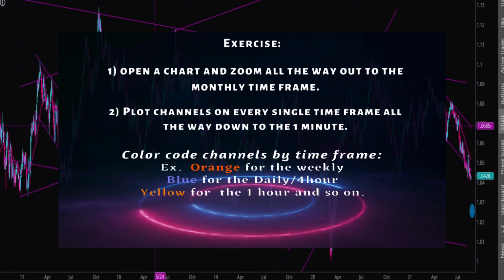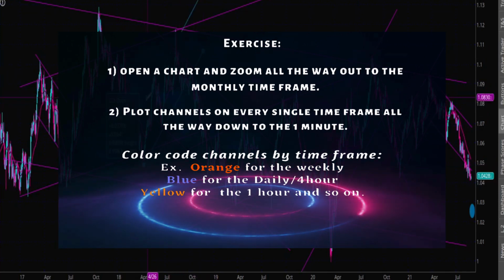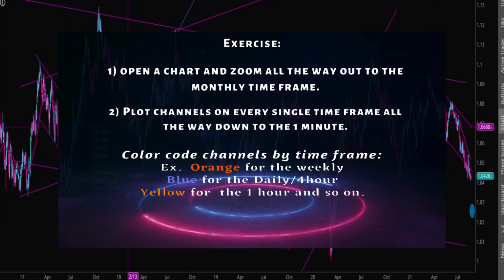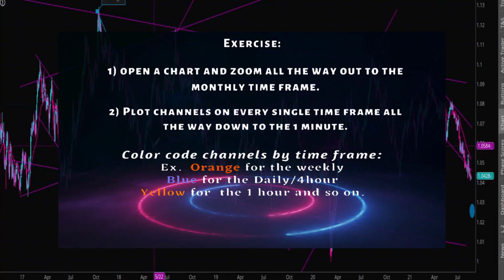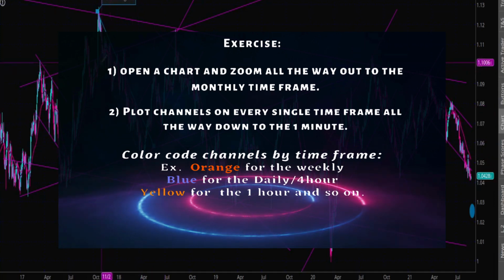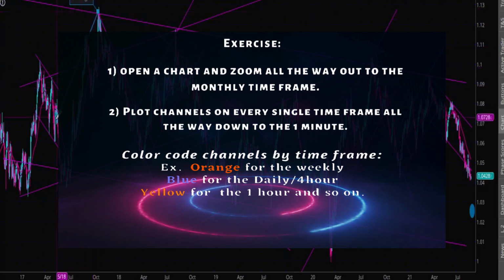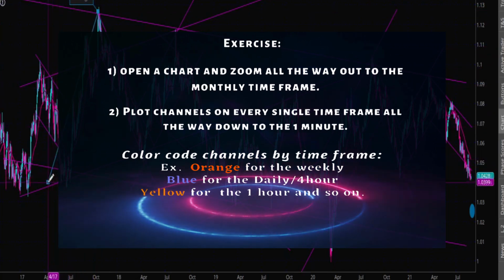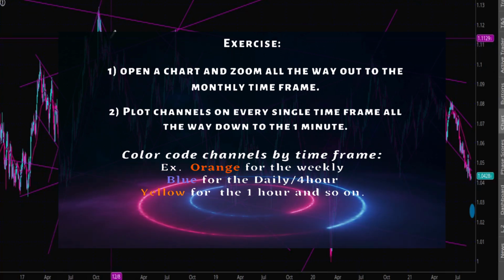One trick that I want you to use as well is to color code channels by time frame. For example, I typically code the monthly and weekly channels in orange, the daily and 4 hour in blue, and then the 1 hour in yellow, and so on. What this does is allow me to see which channels belong to which time frame without having to zoom out to see the bigger picture. If I am trading on the 5 minute chart, I know that an orange trend line is from the monthly or weekly channel and therefore holds significantly more weight than a shorter term channel in the 5 minute.